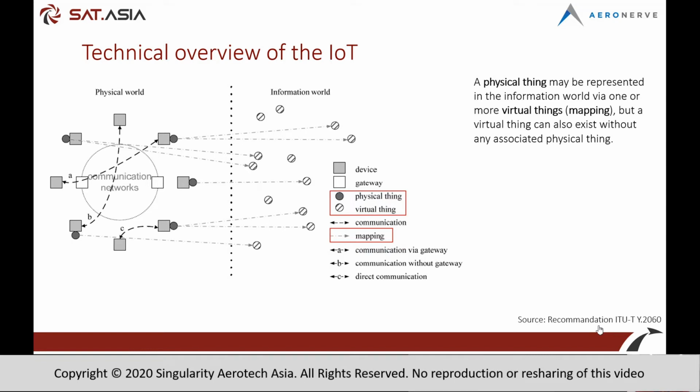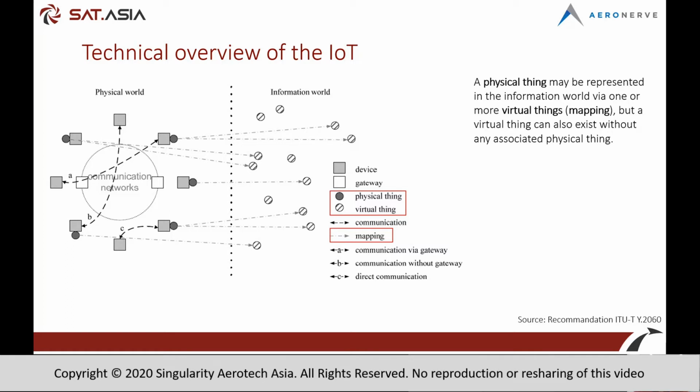Okay, let's look at the technical overview of IoT. As I mentioned just now, it consists of two things, virtual things and physical things. So you have two worlds here, physical world and information world. A physical thing, let's say my computer or yourself. I'm a thing, basically, I'm a human guy. I can be represented in the information world. So if I have a social media account, that is my representation in the information world.